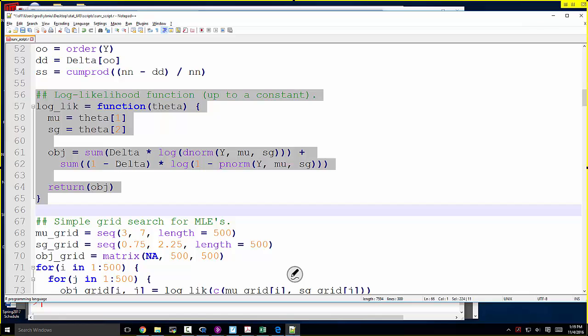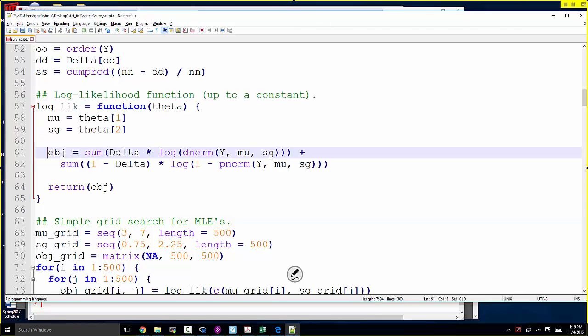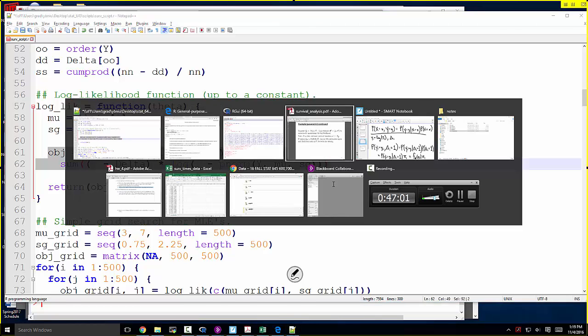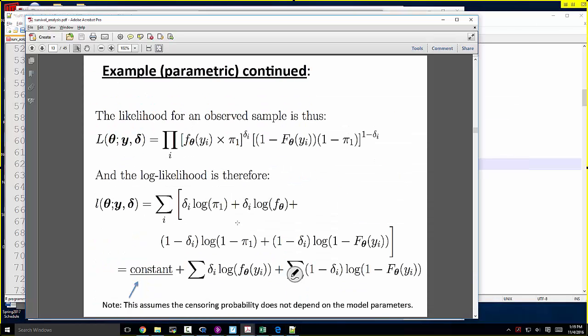The objective function that's being returned is what we have in the notes, excluding the constant, which is irrelevant to the process. So I'm coding up a function that does the sum of delta times log of the normal PDF evaluated at y, plus the sum of 1 minus delta times log of 1 minus the CDF of y.